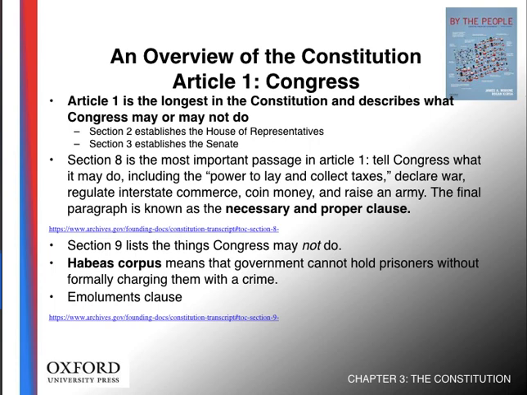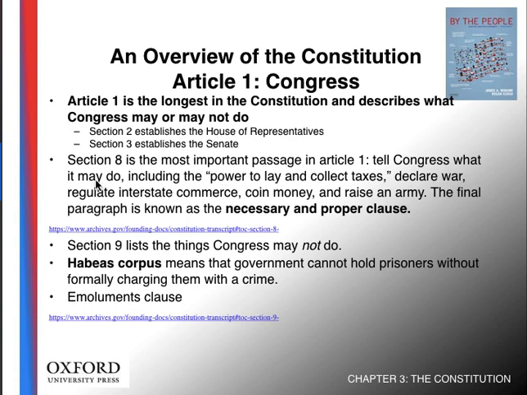Keep that in mind. So the first article is the longest in the Constitution, and it describes what Congress should do. So this is about the legislative branch. The first article sets up the legislative branch. The second section establishes the House of Representatives, how they should be voted for, how long they should serve. The third section establishes the Senate. And then the most important section that I'd like you to remember is Article 1, Section 8. We will refer back to this several times.